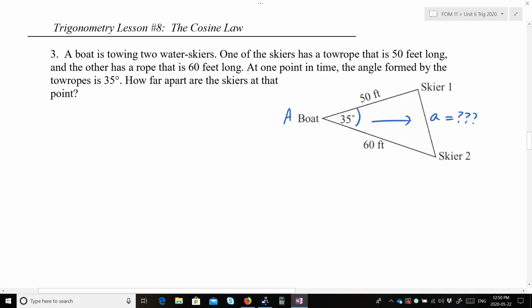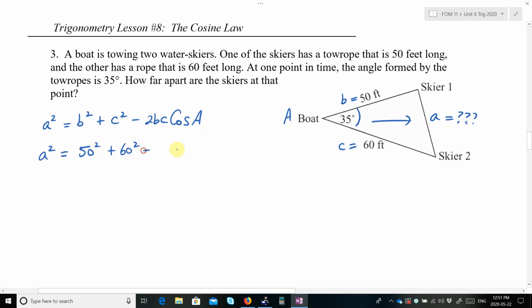Okay, so classic cosine law. So this can be B and this can be C, and we just go a squared is equal to b squared plus c squared minus 2bc cos A. So a squared is equal to 50 squared plus 60 squared minus 2 times 50 times 60 cos 35 degrees.